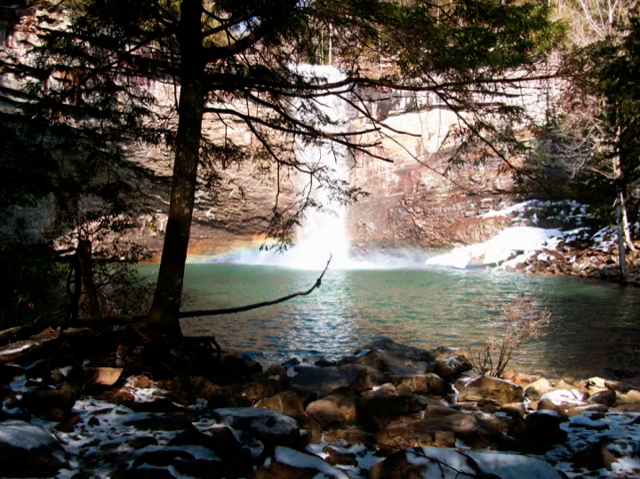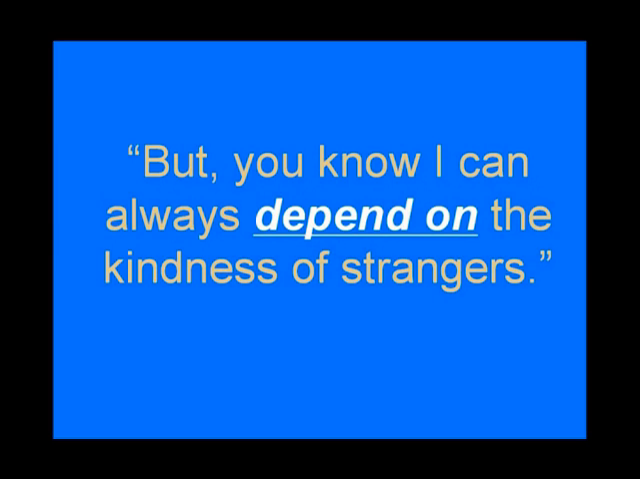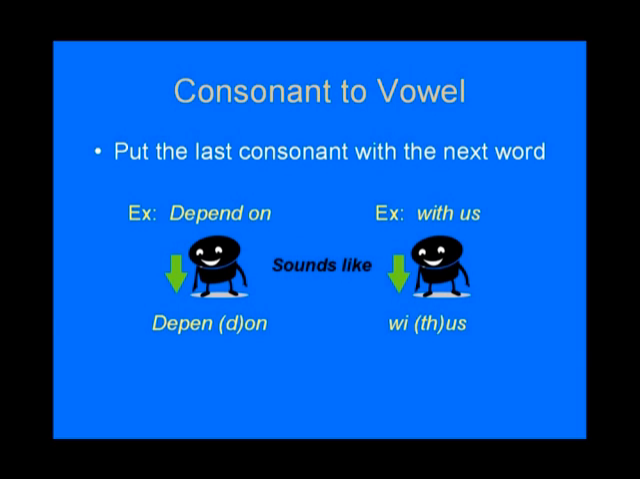As we listen to the sentence again, pay attention to the words depend on. But you know, I can always depend on the kindness of strangers. Another feature of connected speech has to do with when one word ends in a consonant and is followed by a word that begins with a vowel, we move the ending consonant to be attached to the following word. For example, in this sentence, depend on becomes depend on. In another example, with us becomes with us.